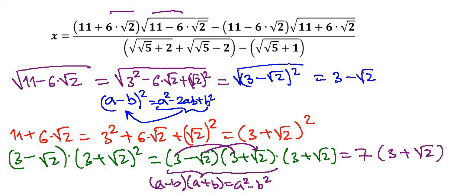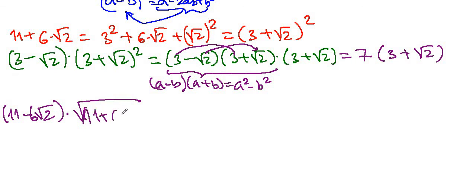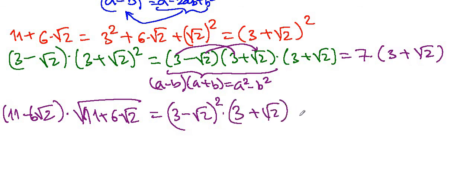So now we calculated the first product, and it's easy to calculate this expression: square root of 11 minus 6 times square root of 2 times square root of 11 plus 6 times square root of 2. This one is equal to (3 minus square root of 2) squared times (3 plus square root of 2), and in the same manner you will get 7 times (3 minus square root of 2). So in the end, the numerator will look like this.